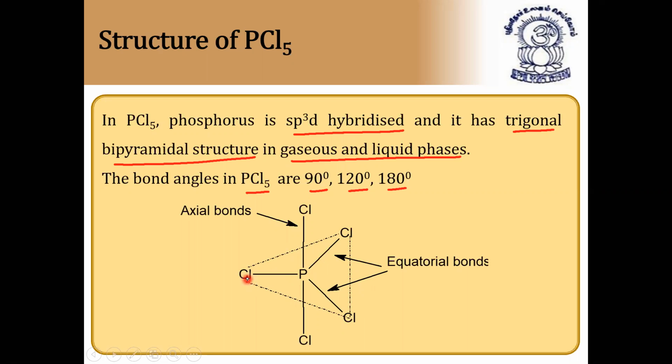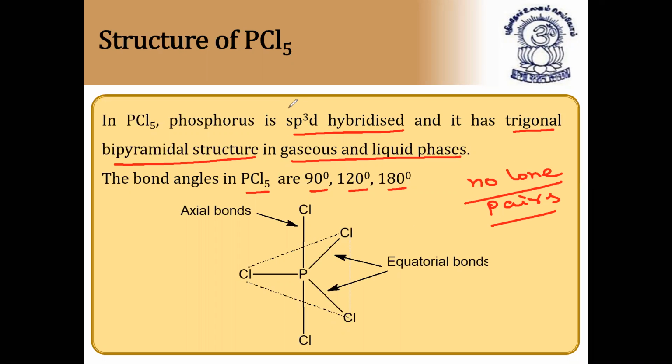I hope it's clear. This is 90 degrees, this is 120, and this is 180. So the structure is very, very important. PCl5 has no lone pairs because phosphorus has 5 valence electrons, and all 5 electrons are occupied by 5 chlorine atoms. That's why in PCl3 we have one lone pair, but in PCl5 there are no lone pairs on phosphorus. Very, very important. So that's why it will take the regular shape, that is trigonal bipyramidal shape.